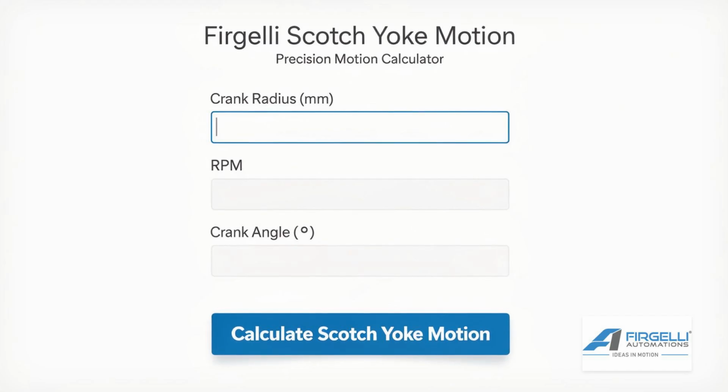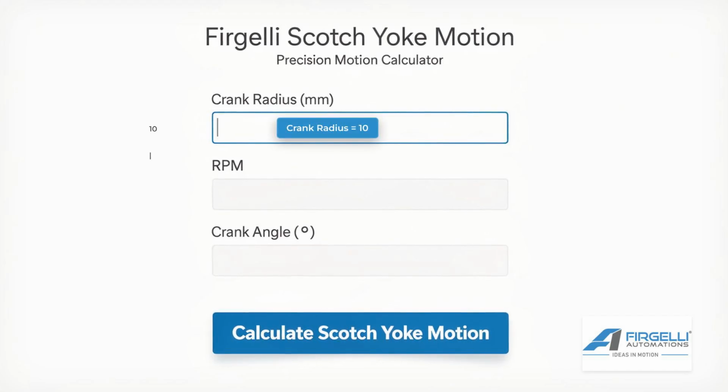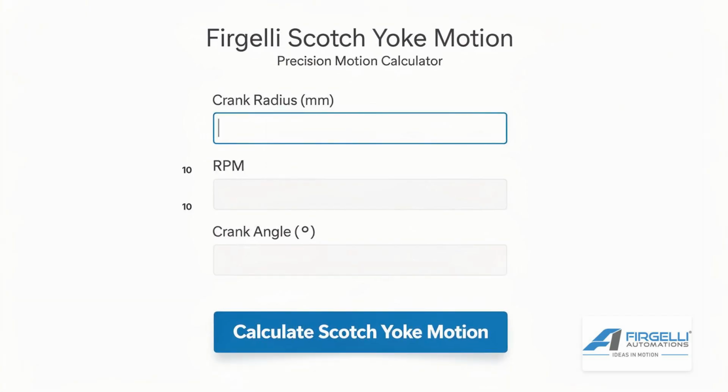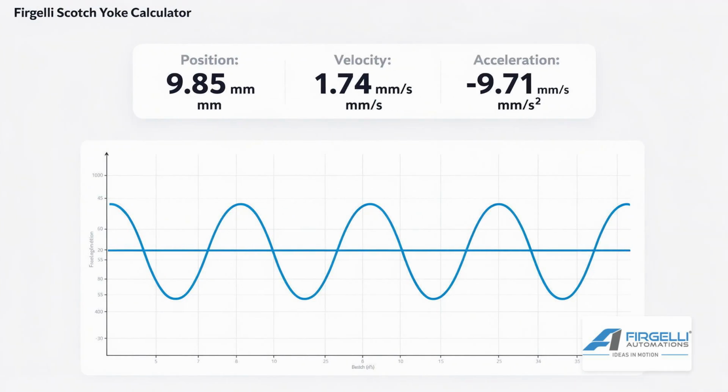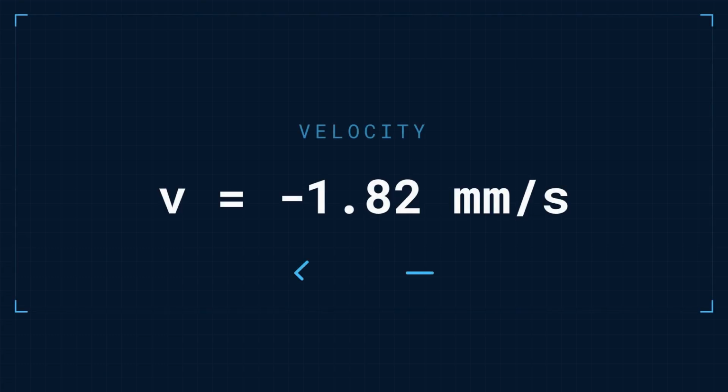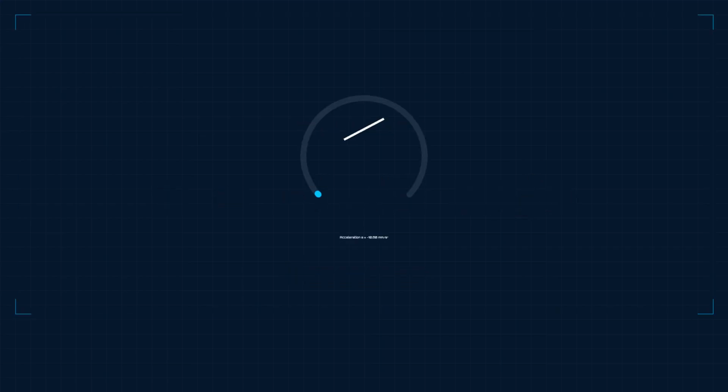For our demonstration, I'll use a crank radius of 10 millimeters, an RPM of 10, and a crank angle of 10 degrees. After clicking Calculate Scotch Yoke Motion, we receive three critical outputs. Position X equals 9.85 millimeters, telling us the linear displacement of the yoke from center. Velocity V equals negative 1.82 millimeters per second, indicating the yoke is moving backward at this instant. Acceleration A equals negative 10.80 millimeters per second squared, showing the yoke is decelerating.